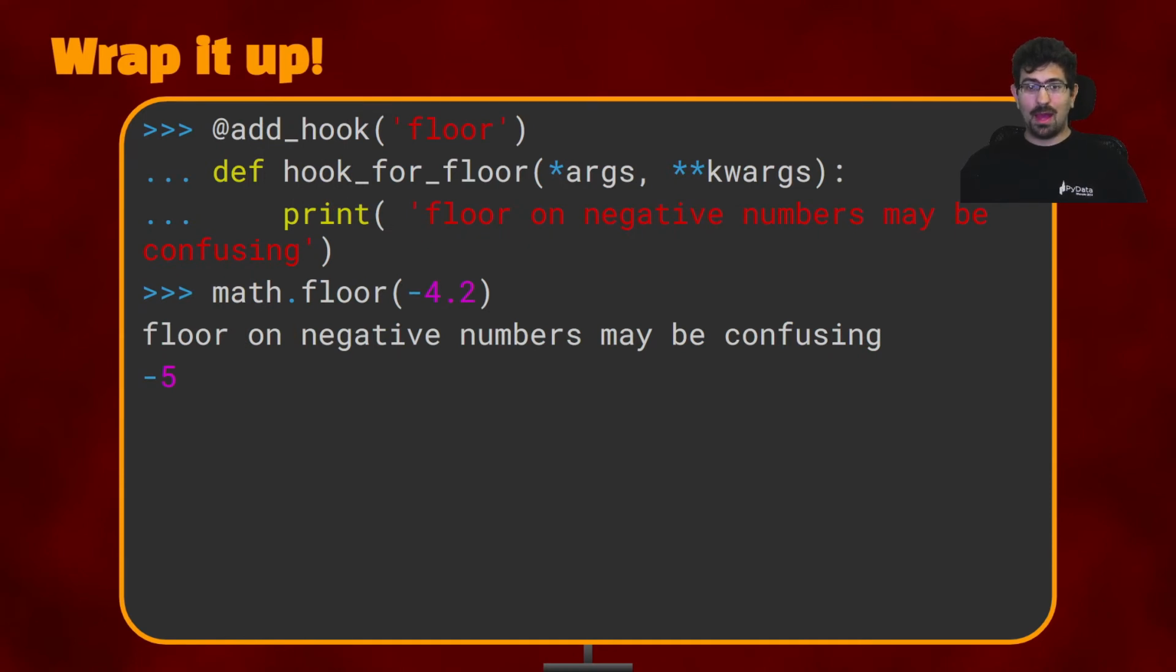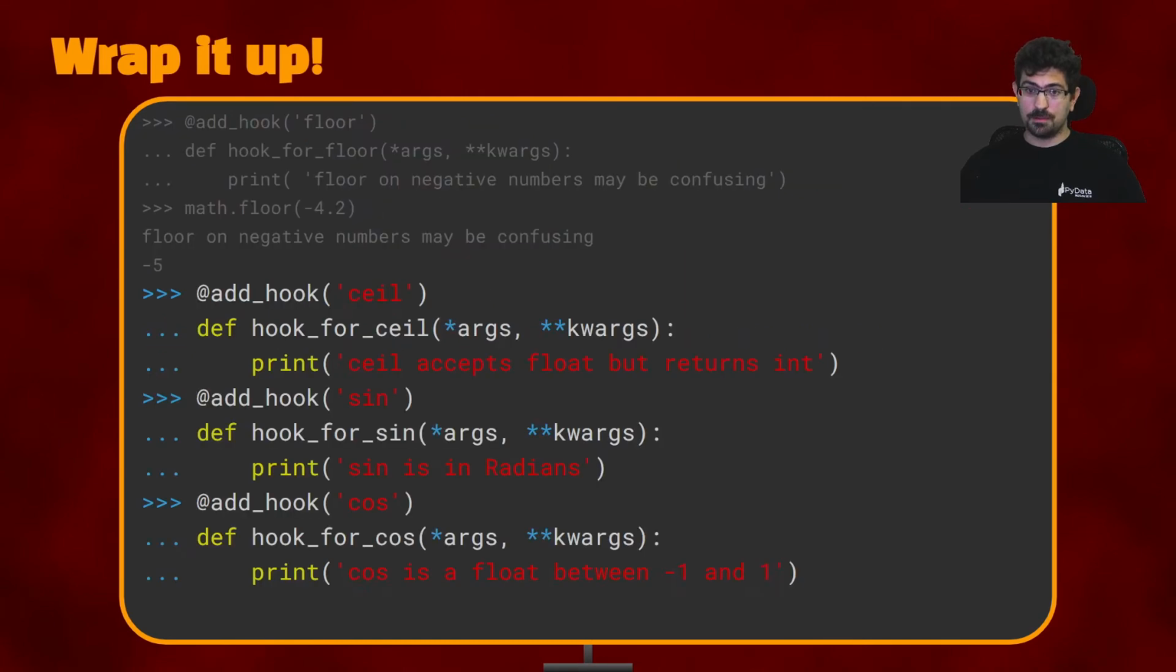Now we can do add hook of floor. Now we define hook for floor, which takes args and kwargs, which is robust because we don't know what floor takes. We just want to print this message: floor on negative numbers may be confusing. What do we mean by that? Now the user runs math.floor of minus 4.2, and it says floor on negative numbers may be confusing, and the user gets minus 5. And that's the correct mathematical answer, although some people may expect minus 4.